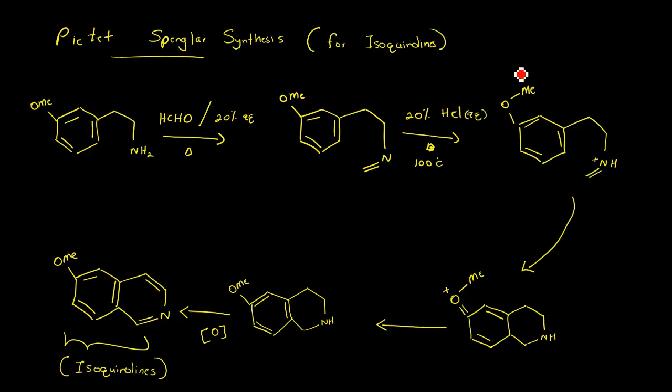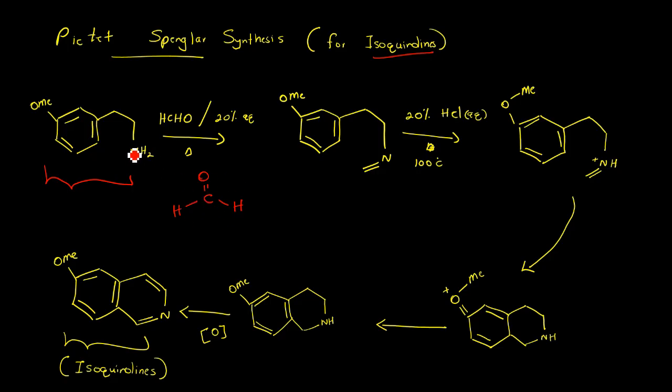Now in this video, we are going to see the Pictet-Spengler synthesis for isoquinolines. We are going to start our mechanism from this compound. Initially we are going to use this aldehyde. If I draw the structure of this HCHO, it would be like this: C, double bonded O, and hydrogen. So you know this is an aldehyde.